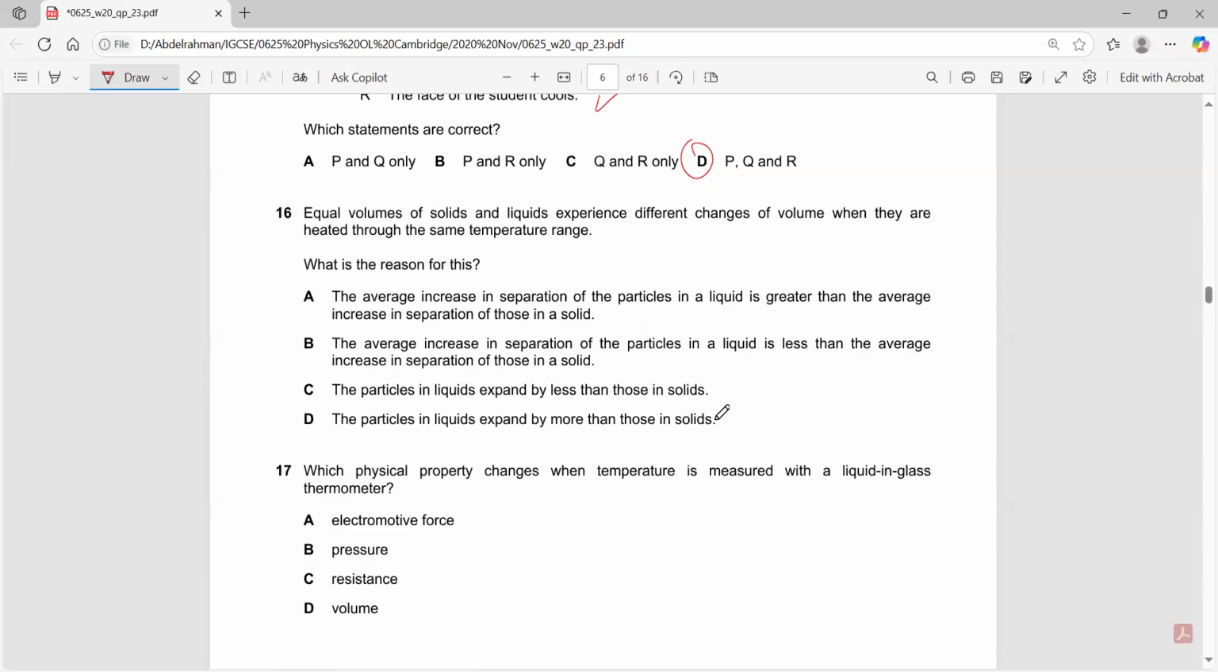Isn't this true? It is true, right? If you think about it, the increase of separation of particles in a liquid is greater than in a solid, yes, because the forces are weaker and the distances are already larger. So this would be true. When you increase the temperature, the volume of a liquid would increase significantly more than a solid.